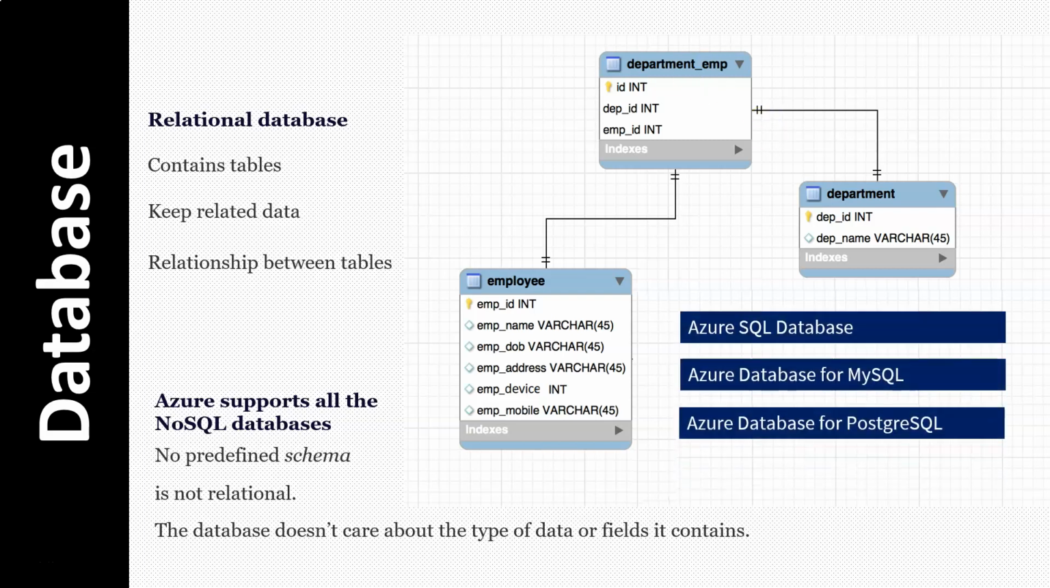And to support relational database, Azure provides multiple options like Azure SQL Database, Azure Database for MySQL, and Azure Database for PostgreSQL. So we'll talk about each one in this video. Now let's talk about NoSQL database. When we say NoSQL database, it means there will not be any predefined schema and there will not be any relationship. All right. So the NoSQL database doesn't care about the type of the data or fields it contains. Azure provides Cosmos DB, which is a NoSQL database. So we'll talk about Cosmos DB later in the video.